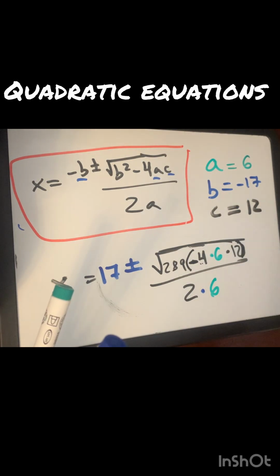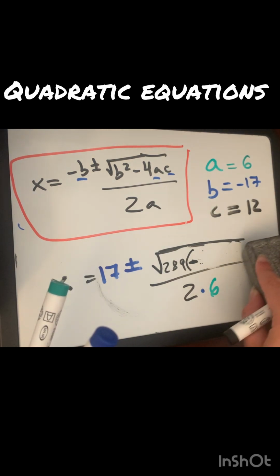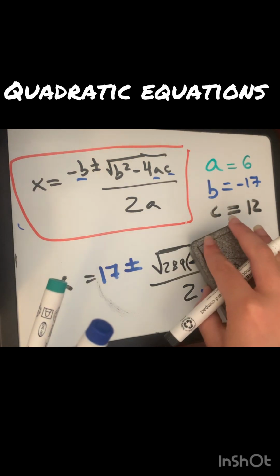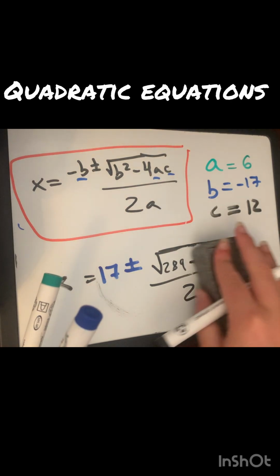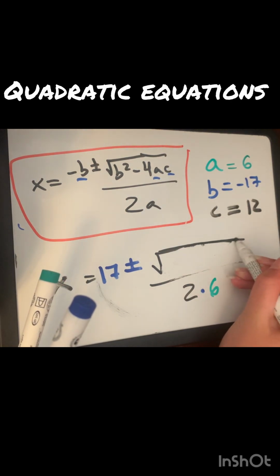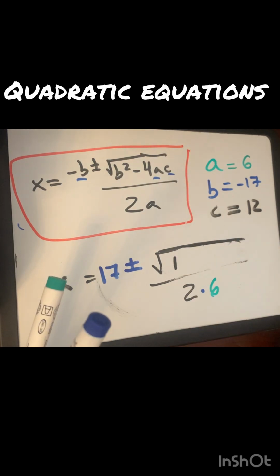So, you do minus 4 times 6 times 12, which equals 288. Since there is no other minus in the values, it's going to be negative 288. So, this means 289 minus 288 is 1. There you go, guys.